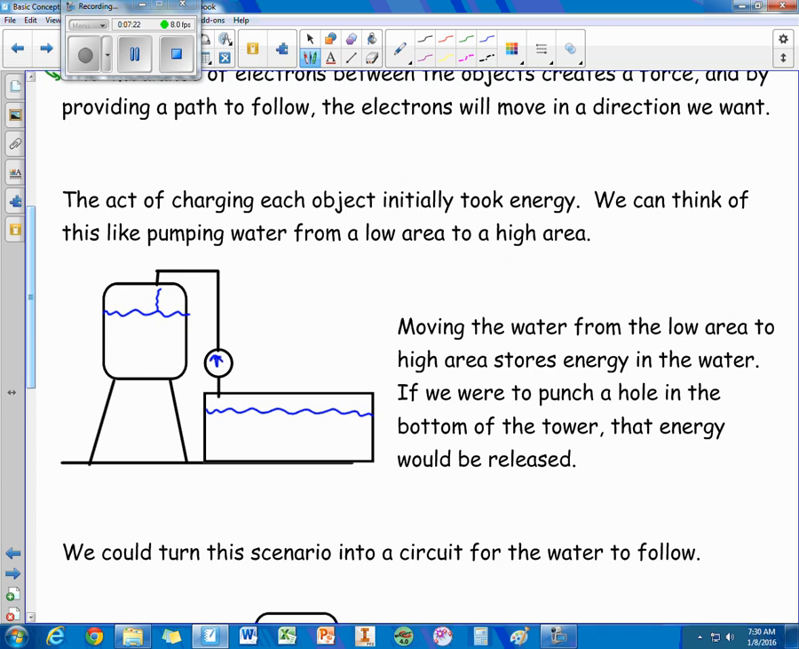And what we're doing by pumping this is we're going to increase the water's energy. So by the act of moving the water, we are storing energy in the water. And then if we were to punch a hole in the bottom of this, we would be able to recover that energy that we stored in it. The potential energy in here would turn into kinetic energy of the water falling down.